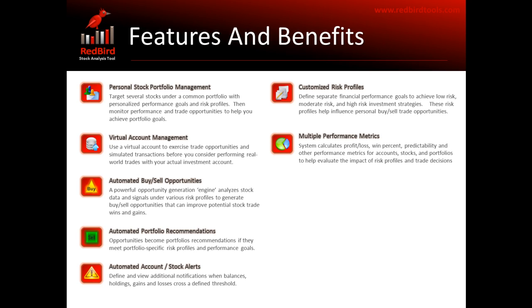Number 7. Multiple performance metrics. The system can calculate and display a wide variety of metrics to help you evaluate the performance of your portfolios and your stocks. This includes such things as win-loss percentage, stock predictability, and other metrics.